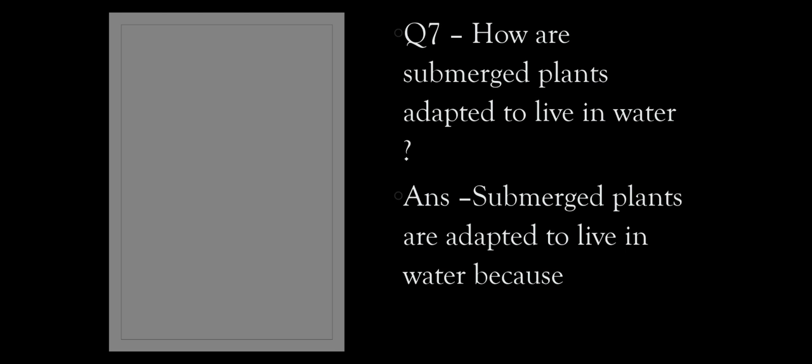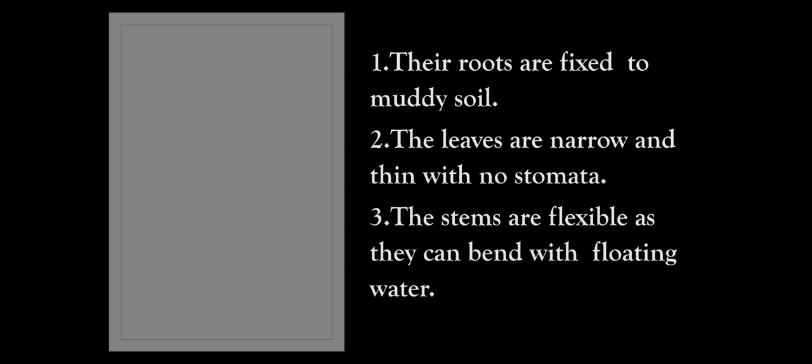Question number 7. How are submerged plants adapted to live in water? Answer: submerged plants are adapted to live in water because, first, their roots are fixed to the muddy soil.